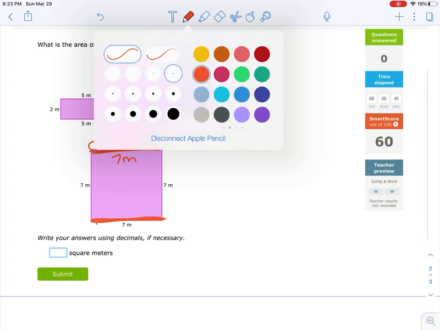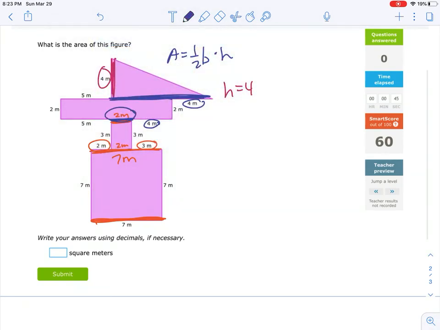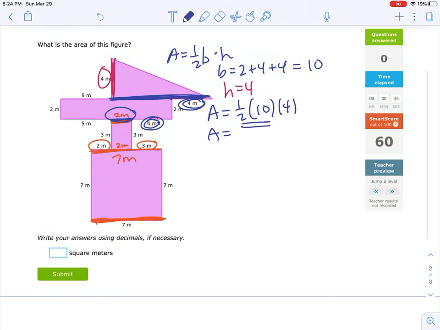So finally we can find the base of the triangle. To find the base of the triangle, I have to add 2 plus 4 plus 4. So our base is 10 centimeters. So plugging all that into our formula, 1/2 base is 10, height is 4. 1/2 times 10 is 5, and 5 times 4 is 20 meters squared. So that's the surface area of the triangle.